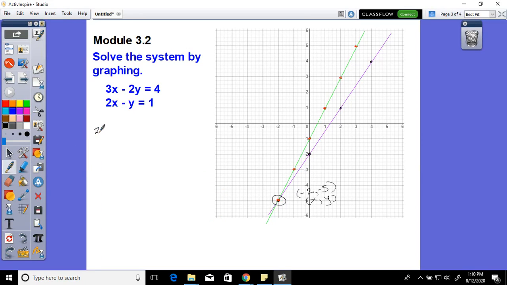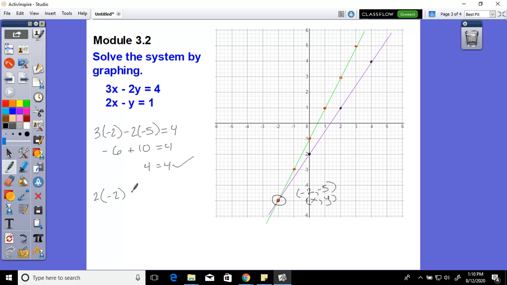Okay, so we have 3x, well, we're going to put negative 2 in place of the x, minus 2y, or we're going to put negative 5 in place of the y, is equal to 4. Well, that's negative 6 plus 10 is equal to 4. Negative 6 and a positive 10 gives me a positive 4. That's a true statement. So that one's good. Let's try the next one.